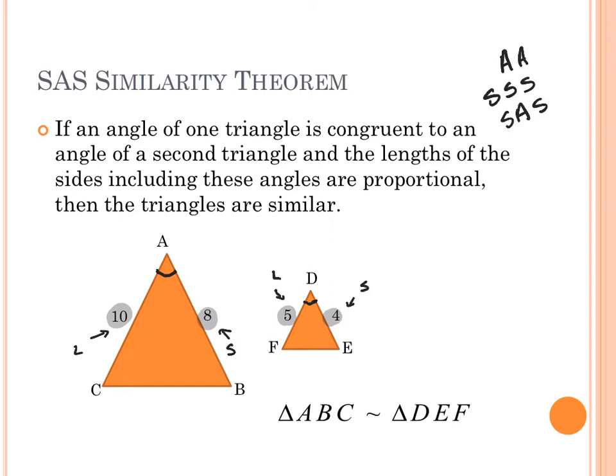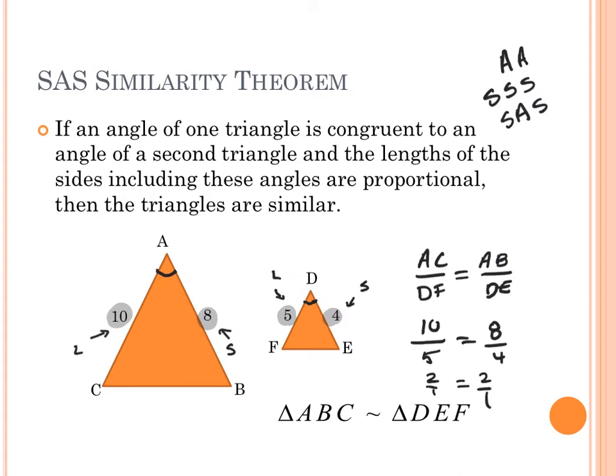So what I'm going to do is I'm going to check those to see if they are proportional. I'm going to do AC over DF, and I'm going to check to see if that's proportional with AB over DE. So AC is 10, DF is 5, we've got AB is 8, and DE is 4. So we get 2 over 1 equal to 2 over 1, and we have that included angle, so we don't need that third side there. So in fact, ABC is similar to DEF in this one.